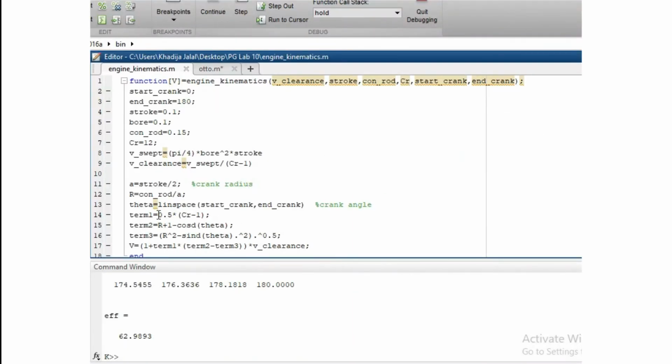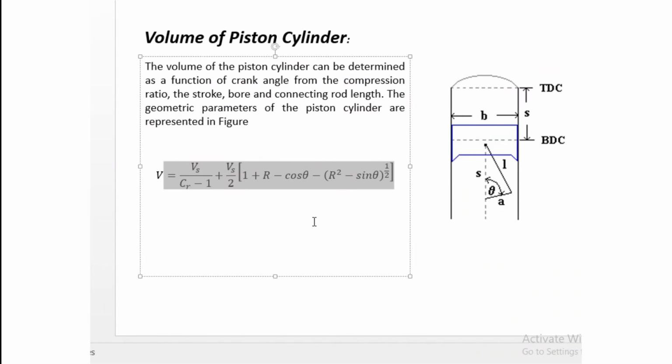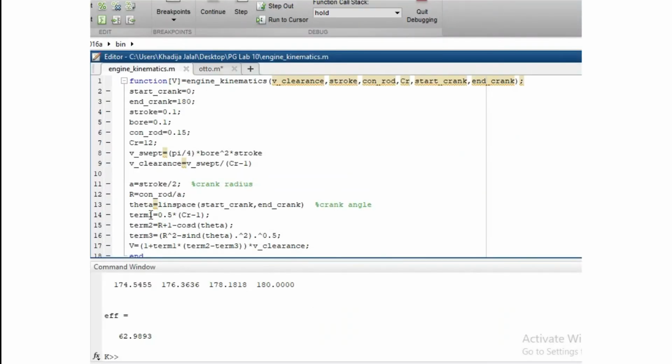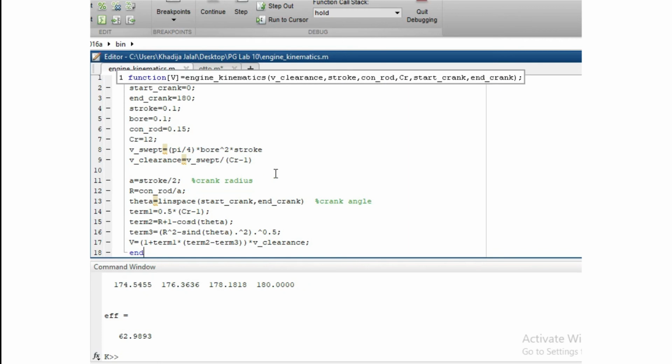I have defined theta using the linspace command, so theta is equal to linspace of start crank and end crank. We will get theta here, and after that I have defined the formula in the form of three terms. I have defined it in the form of term 1, term 2 and term 3 in MATLAB, and by combining these terms, I have found the volume V. So the volume V is found here in MATLAB.